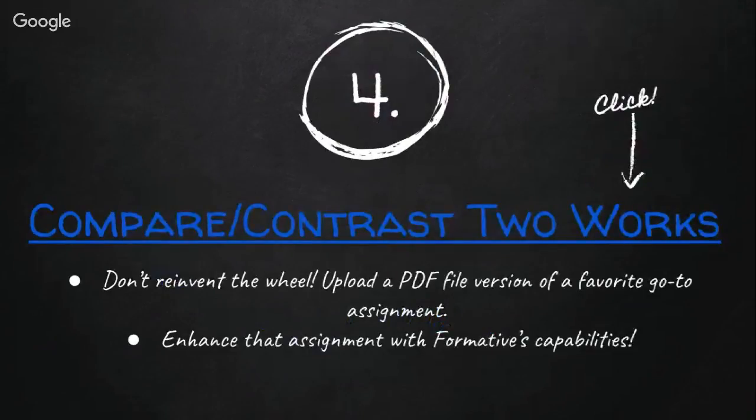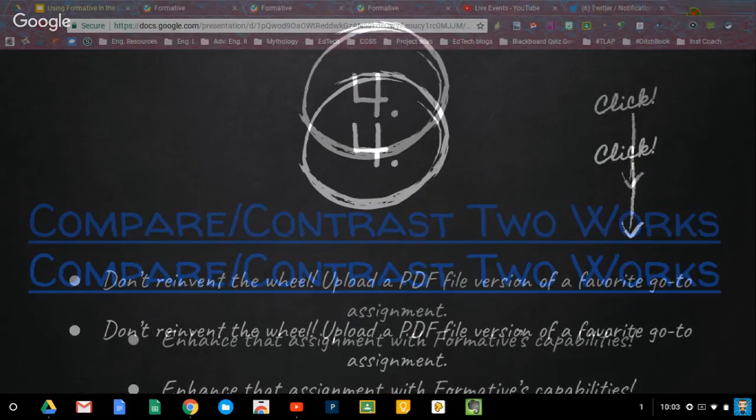The first thing I want to show you is how you can compare and contrast two different works using something that you put together in Formative. Again, here's something that you've used in the past: you turn something into a PDF and you upload it into Formative. This is what I did. It's another graphic organizer, but if you want to take it up a notch, turn that into a PDF, upload it into Formative, and then you can add different questions and prompts in there. Let me show you what I have here.